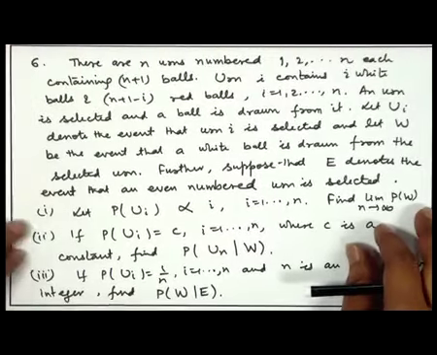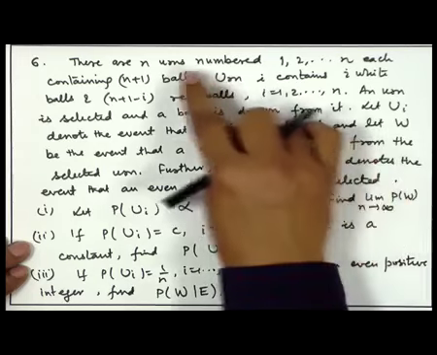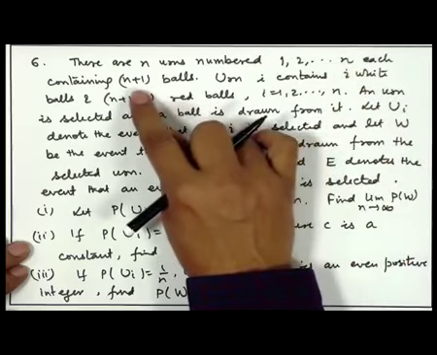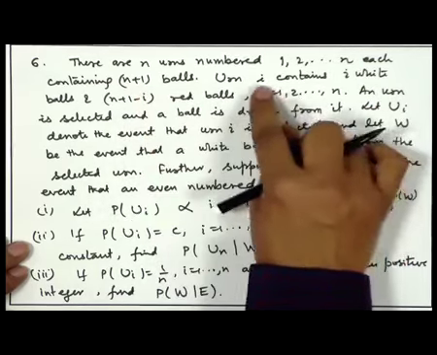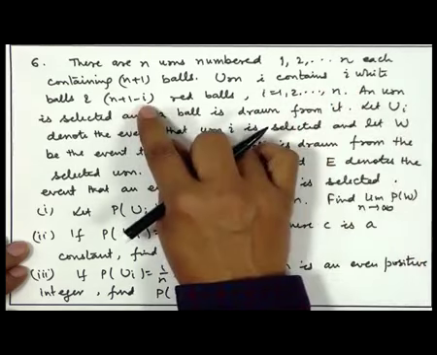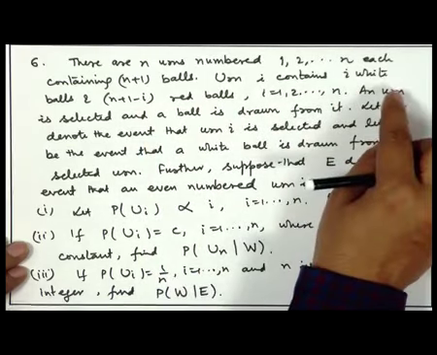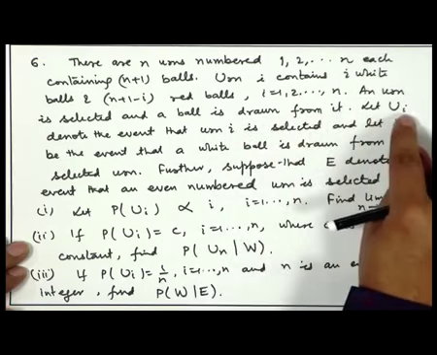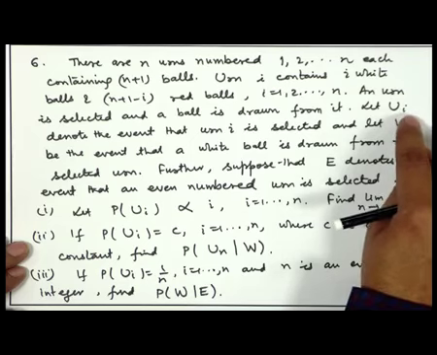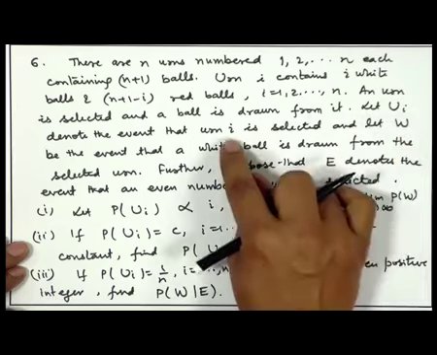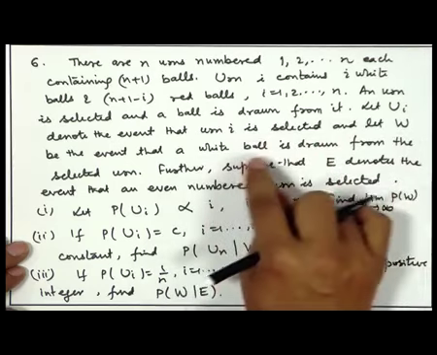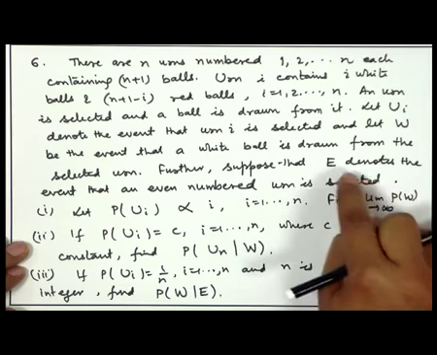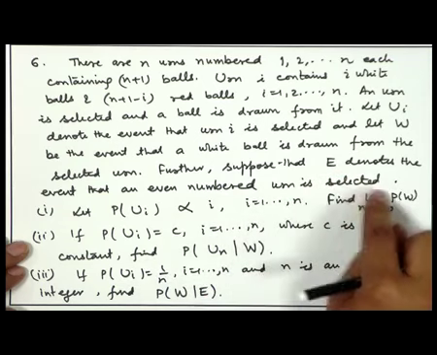So, let me just repeat the problem once again. There are n urns which we identify as 1 to n. So, some numbering is done there. Each of them has n plus 1 balls. In the ith urn there are i white and n plus 1 minus i red balls. Now, one urn is selected at random and a ball is drawn from it. Now, we are identifying certain events. So, ui is the event that urn i is selected and w is the event that a white ball is drawn from the selected urn, and E is the event that an even numbered urn is selected.